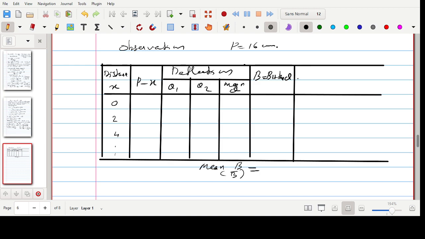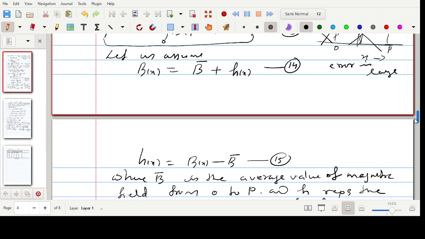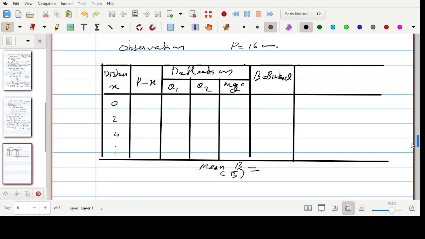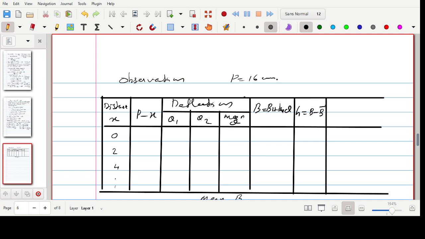Then what is h? Value of h equals B minus B bar. So find B minus B bar. In the next column you will be finding h equal to B minus B bar. Then if you know h, for drawing this graph, you need h into p minus x. So here you calculate h into p minus x. Then you draw the graph.